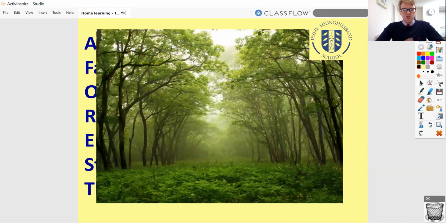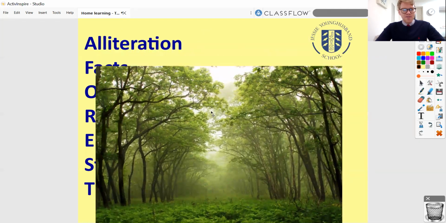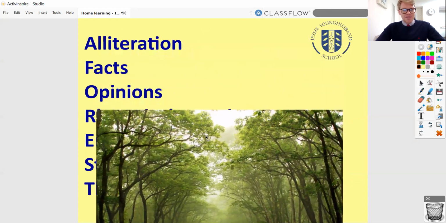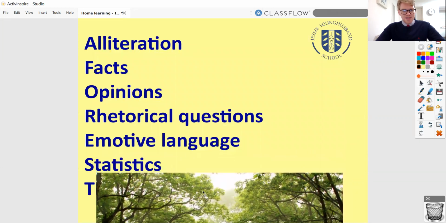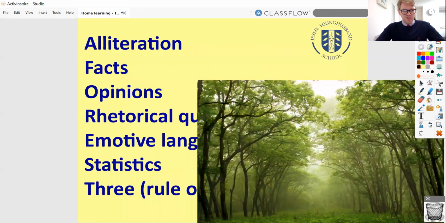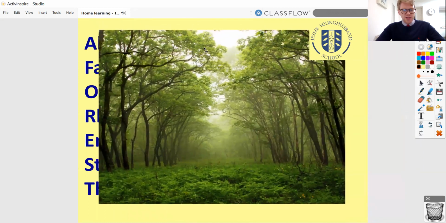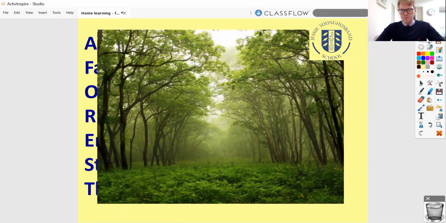And I know you guys are already experts in these 7 persuasive features. So just say them out loud now. I'm sure you know the order. You can remind yourself what these are. Just talk all over me, read them out. What have we got here? We, of course, have alliteration, facts, opinions, rhetorical questions, emotive language, statistics, and the rule of 3. I know that you guys know all these already, so I'm not going to spend ages talking about those.